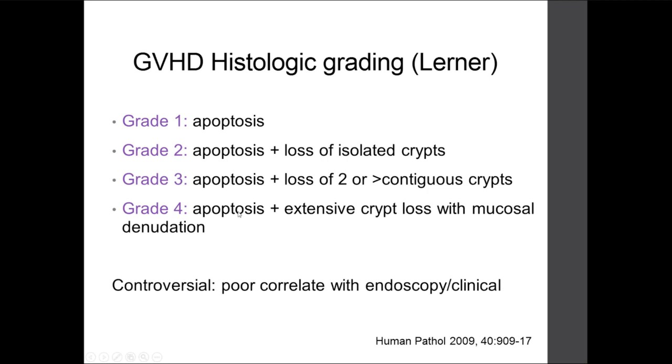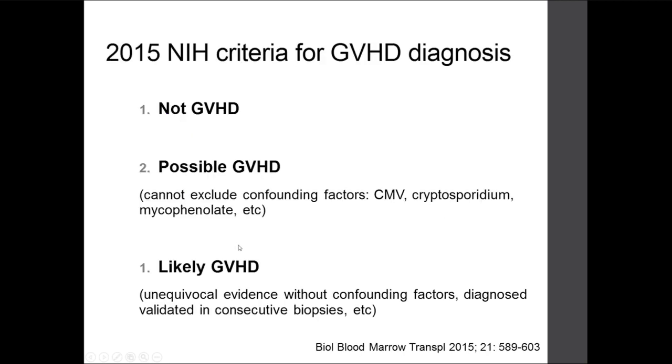But if they ask you to do it, the way that you do it is all the grades have apoptosis. That's the initial step. And then as they lose isolated crypts or contiguous crypts, all the way to ulceration, is the way that goes from 1 to 4. What we do use is the terminology from 2015 NIH criteria that basically will categorize these cases into 3 groups.